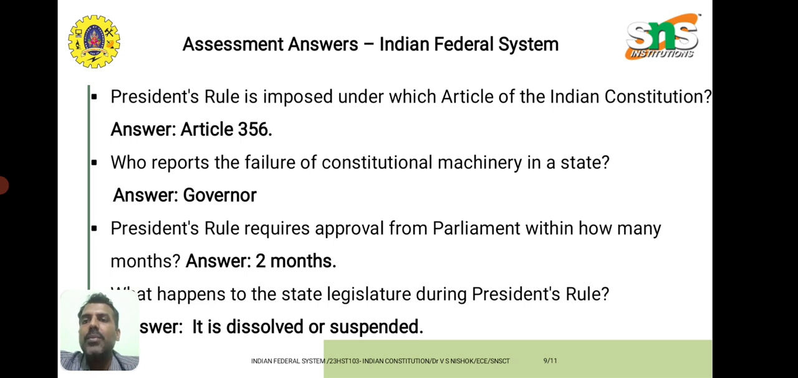President's Rule requires approval from parliament within how many months? Once President's Rule is implemented in a state, it requires approval from both houses of the parliament, Lok Sabha and Rajya Sabha, within 2 months. What happens to the state's legislature during President's Rule? The complete state legislature will be dissolved or suspended. So that's all about the topic President's Rule.